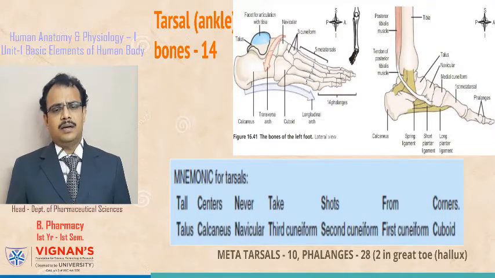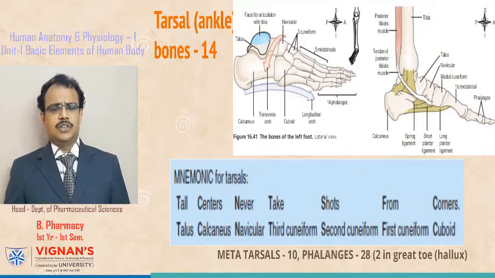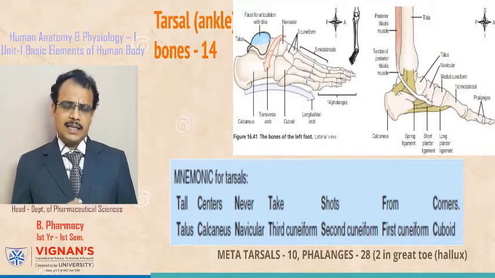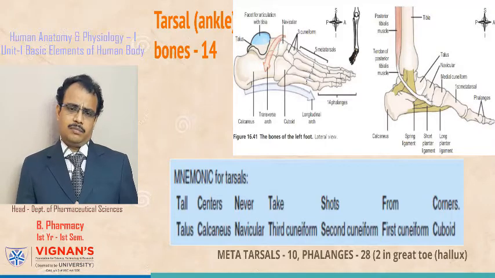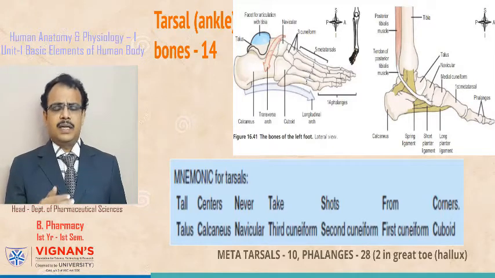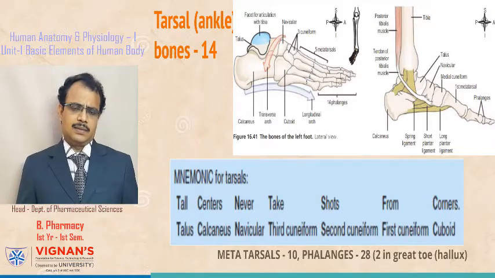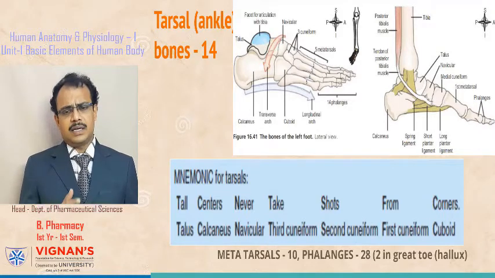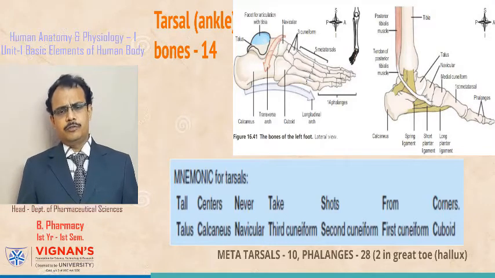The tibia, fibula, and talus are involved in the formation of the ankle joint, whereas the calcaneus forms the heel of the foot. These bones articulate with each other and also with the metatarsals. Now let's see the metatarsals. There are 5 metatarsals, which form the sole of the foot.